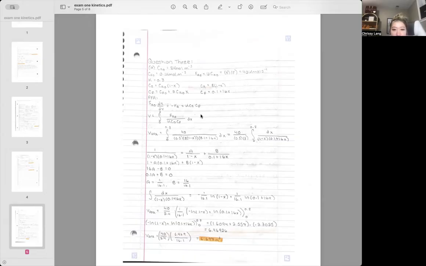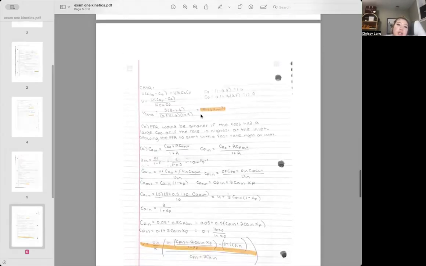I did it numerically and using Polymath. I did it numerically starting off, and then I used Polymath to double check everything. When I did it numerically, I integrated, putting A over 1 minus X plus B over 0.1 plus 16X, and then I set those equal to 0 and found what A and B were. Then I did the integral of that, and then V_PFR equals, and I plugged everything into the equation, substituted, and got 6.697 meters cubed.